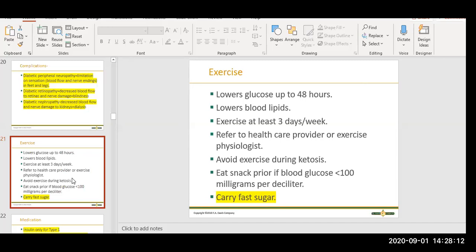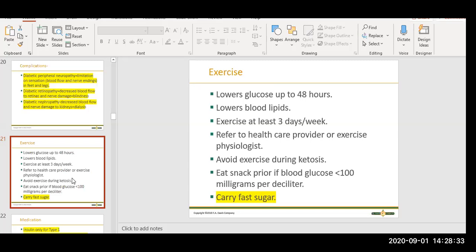People that are diabetic should always eat a snack if blood glucose is less than 100. And I will tell you this, for people that are diabetics, it's very unusual for them to have blood sugars less than 100. Even well-controlled diabetics will have fasting blood sugars of like 140, 160, which for them, that's good, right?